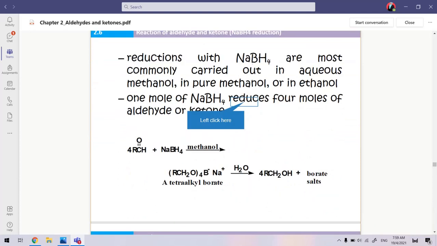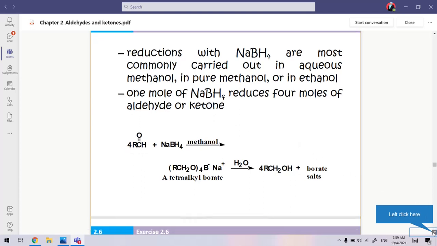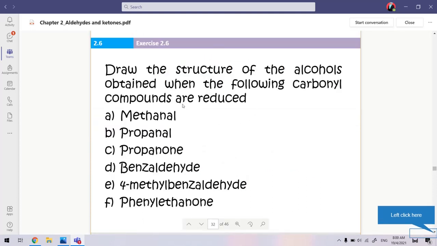And for sodium borohydride, the reduction is most commonly carried out in aqueous methanol, in pure methanol, or in ethanol. 1 mole of sodium borohydride reduces 4 moles of aldehyde or ketone. Later, let's do this part. Draw the structure of the alcohol obtained when the following carbonyl compounds are reduced.